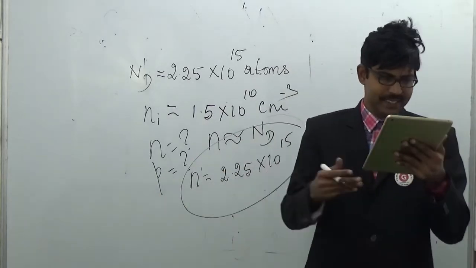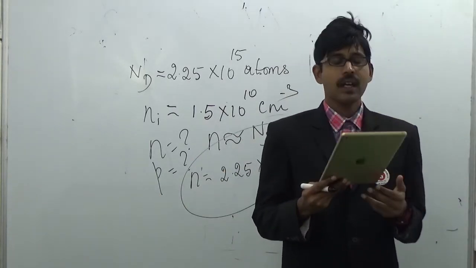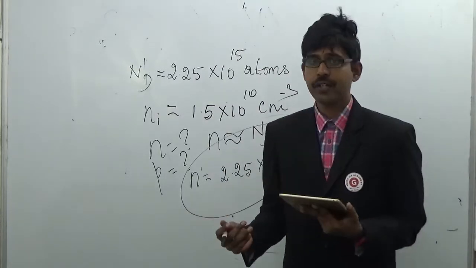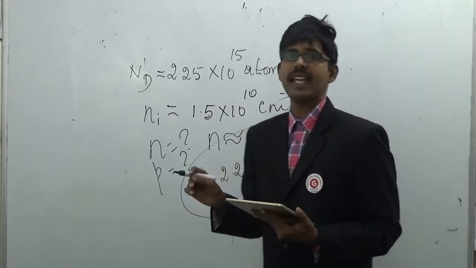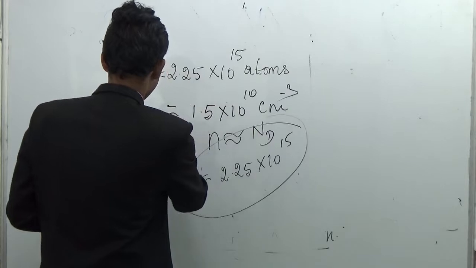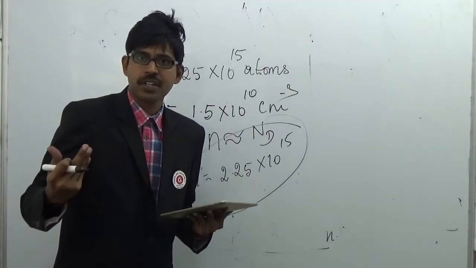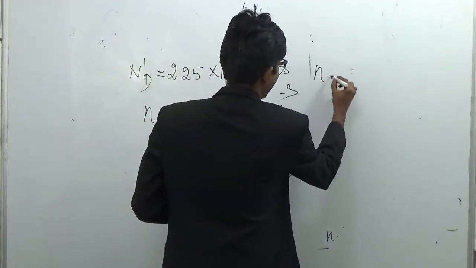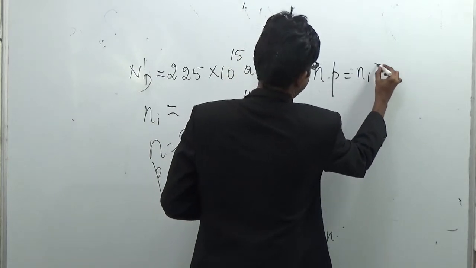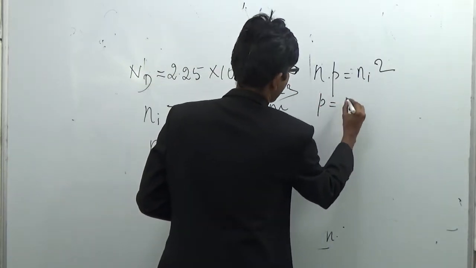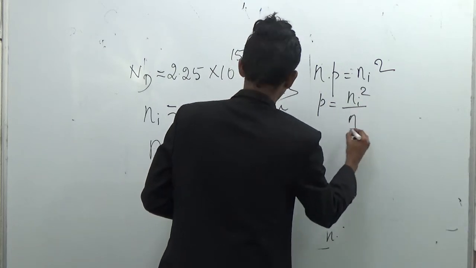We got one answer. Now what is P? What is the value of P? Now I told you, having known the intrinsic concentration and having known the electron concentration, we must be in a position to find out the hole concentration. What is the formula? N times P is equal to Ni square. So we will know the value of N. We need to know the value of P, which is Ni square by N.